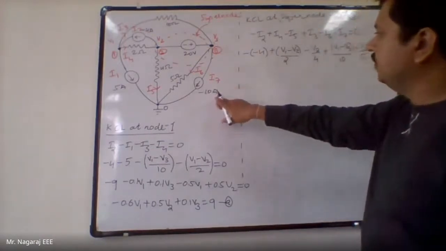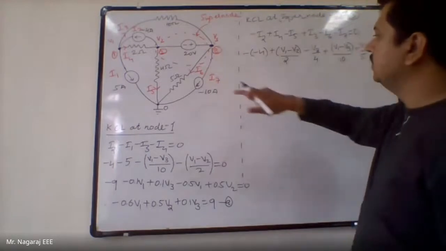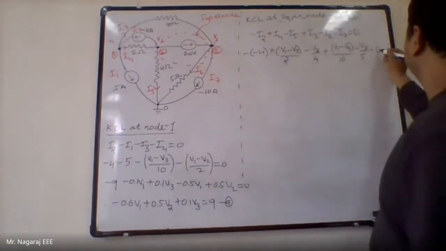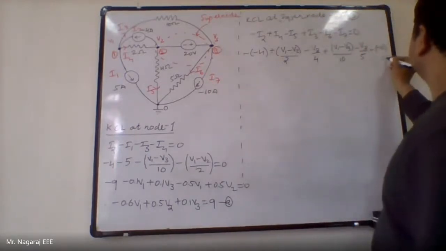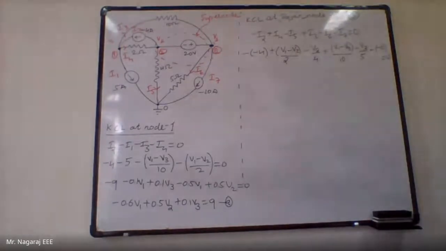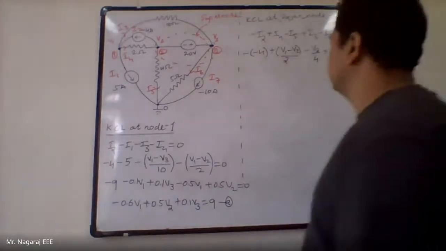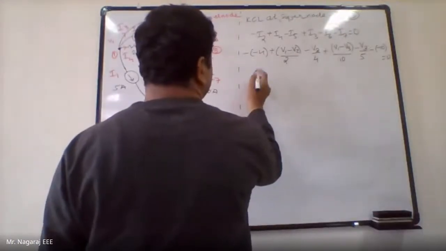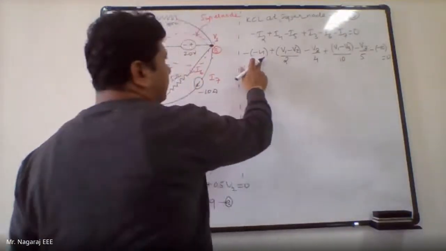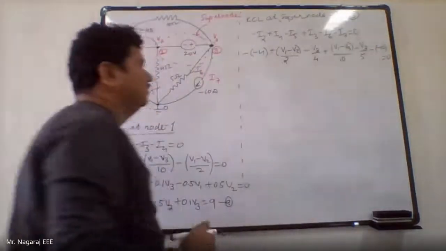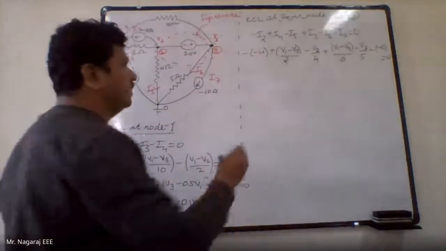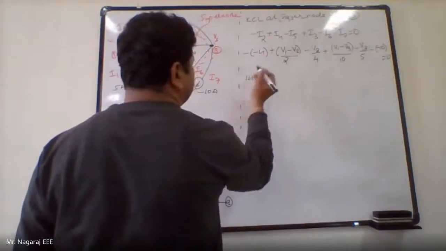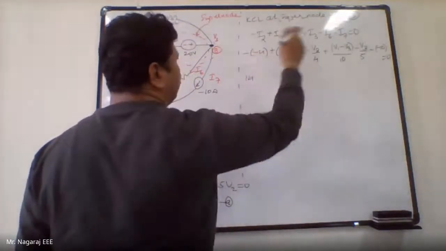Minus I7. I7 is flowing away from node 3, so it is minus I7. The value of that is minus 10. This is equal to 0. So now this is minus of minus 4, plus minus of minus 10. So it is plus 4 plus 10, plus 14.